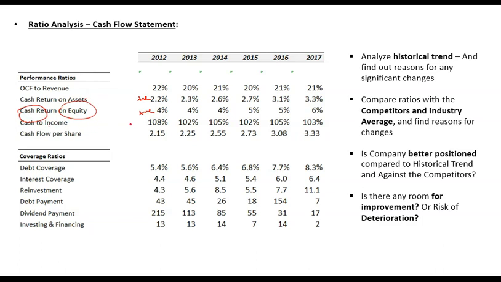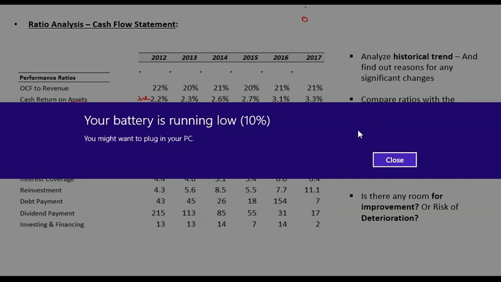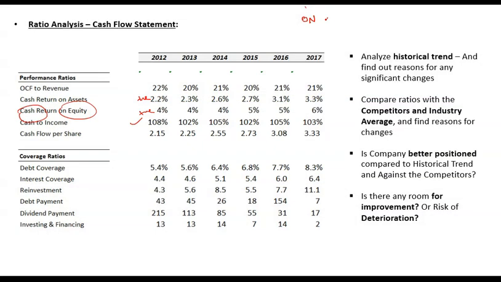Cash to income should generally be about 100%, just a little more than 100%. Why? Because of non-cash expenses. In net income or in operating income, you have subtracted non-cash charges. But when we talk about cash, we do not subtract the non-cash charges or non-cash expenses.